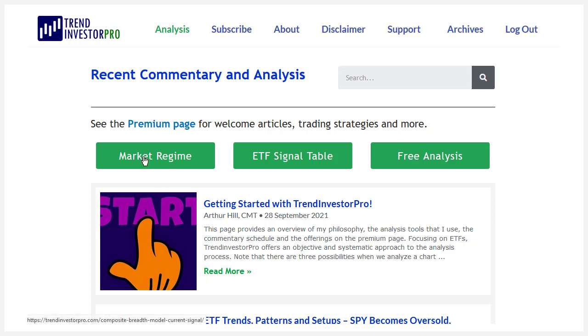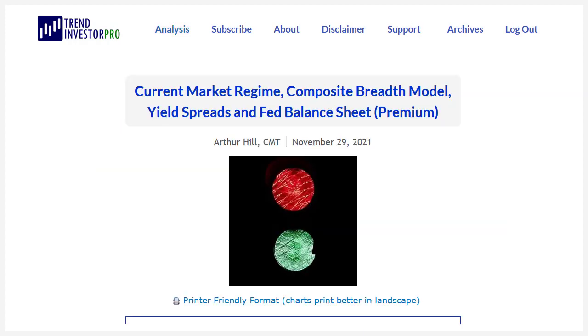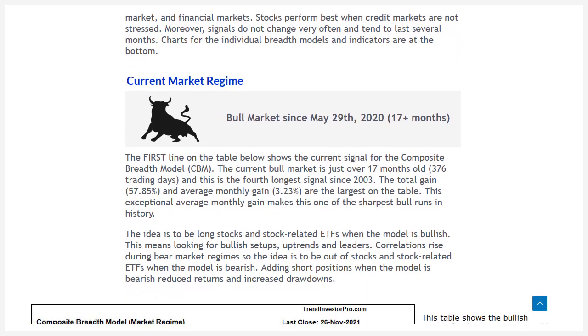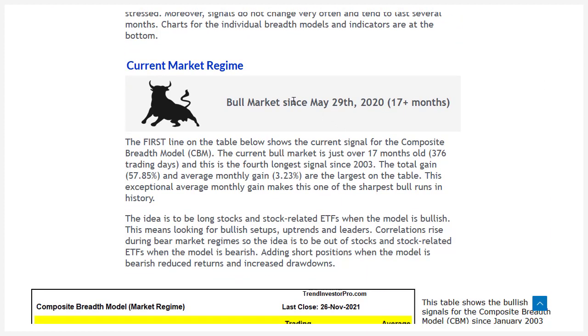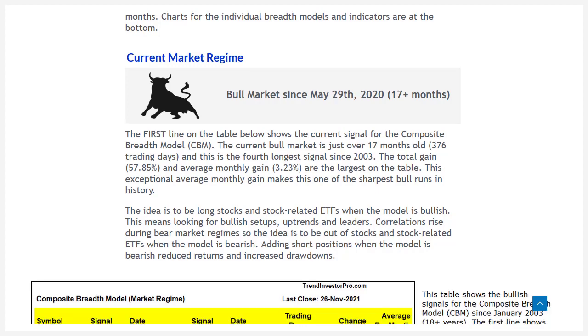And so I'm on the Trend Investor Pro main analysis page, and there you can see some links at the top there. And there's the market regime page. And I'm just going to go to this page. And what I do is I update the custom breadth model and the signals. And we've been in a bull market basically since May 29th, 2020. And that is actually now 18 months.